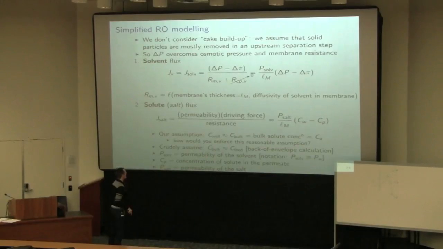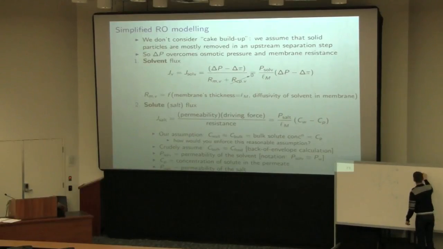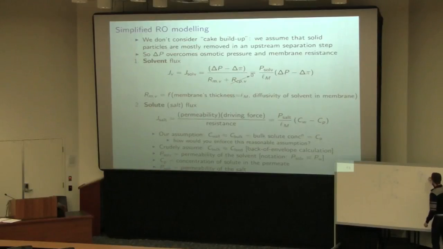Just some more notation here. I've called this P solvent, the permeability of the solvent, but some books will refer to that as PW, the W referring to water. But there's no reason why your solvent must be water, so I tend to prefer P solvent and P salt. Some other notation you will see in the literature is that they'll sometimes simplify, for example, P solvent divided by the thickness. That term we said is the permeance. They'll call this A solv, the permeance of the solvent through the membrane. They'll lump those terms together just because we don't know the thickness to a high degree of accuracy. So you'll see me use that notation as well in the exercises.